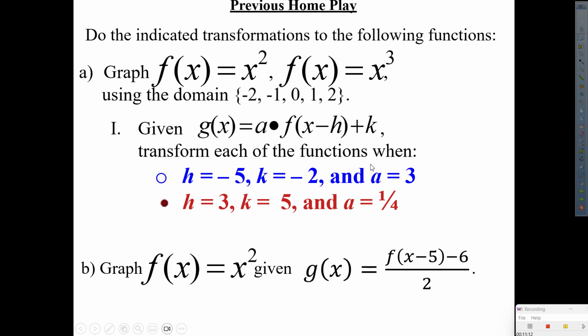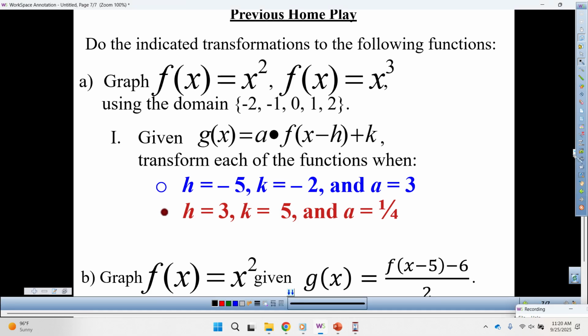Last night's home plate was this one. Now, since you did the same 3 transformations for squared and cubic, you should have 6 transformations, yes? All right, so I'll take questions. Which one would you like for me to go over? The red one? The first one, red one? The blue one? All right. So let's go over that.